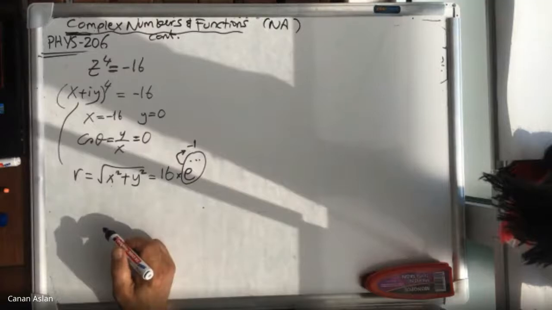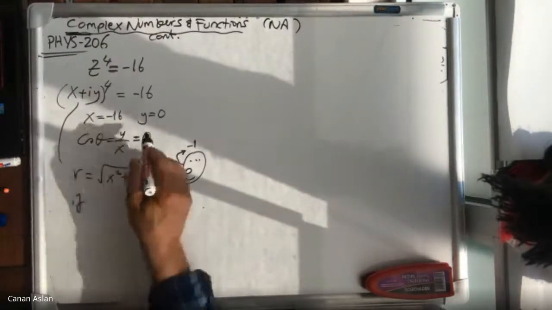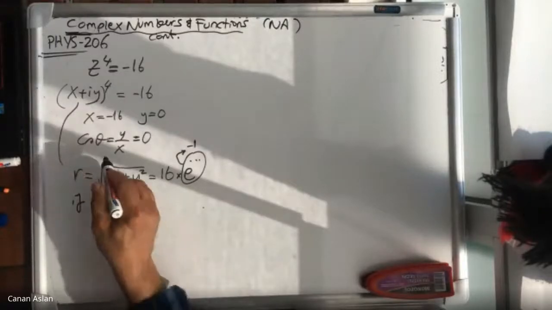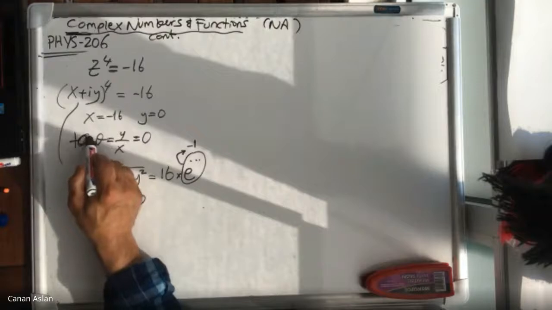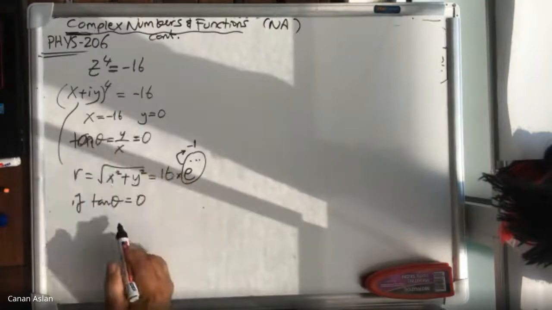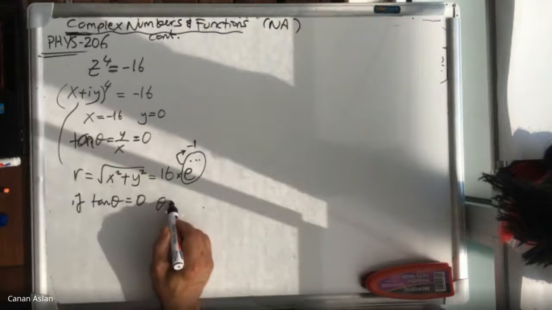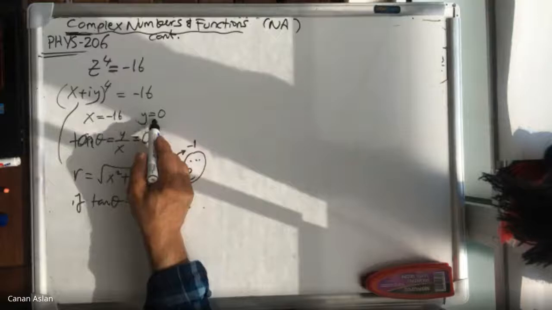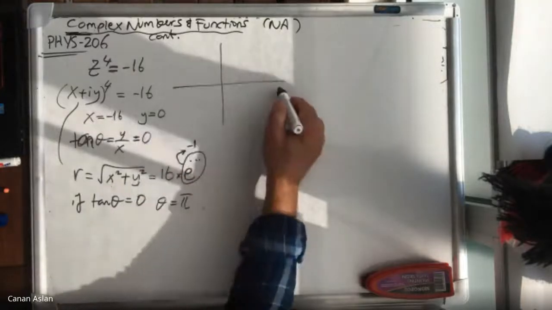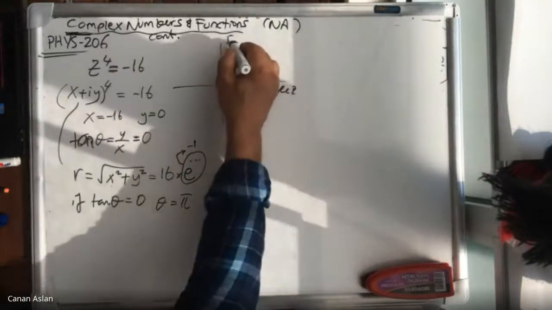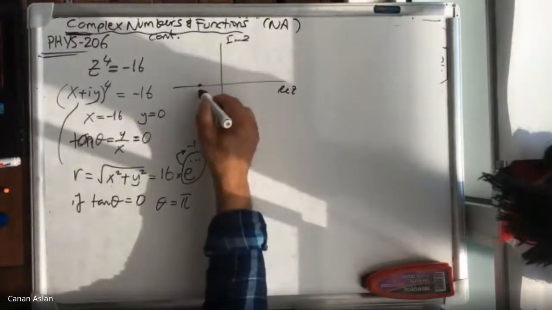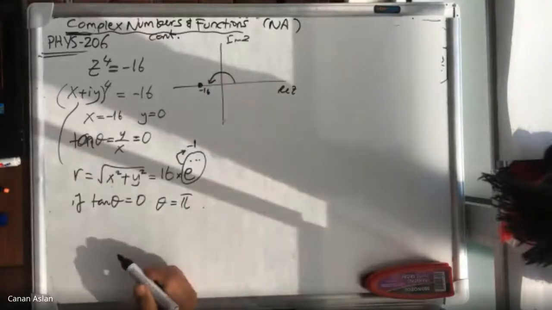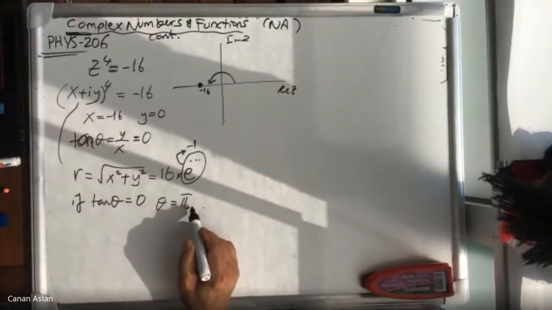In this case, we know that if tangent theta, sorry, this is not the cosine theta, but tangent theta, which is y over x, should be 0. If tangent theta is 0, then theta should be equal to pi. As you see, here x is minus 16, but y is 0. On the complex plane, if this is real z and this is imaginary z, it's just here. It's minus 16. So this is the point. And you see, this angle is nothing but 180 degrees. So this is given by that.